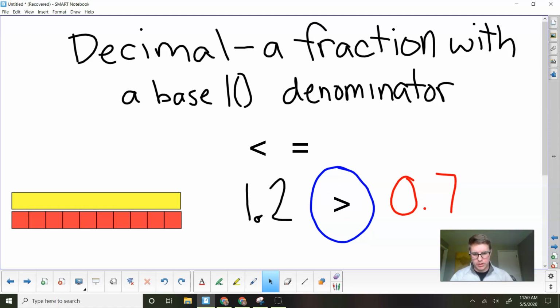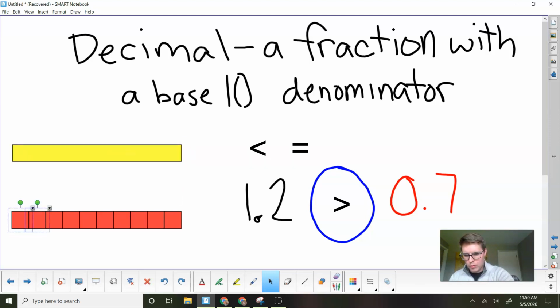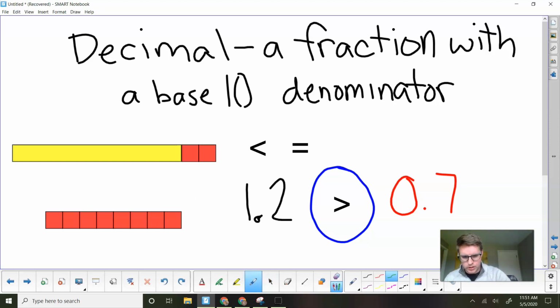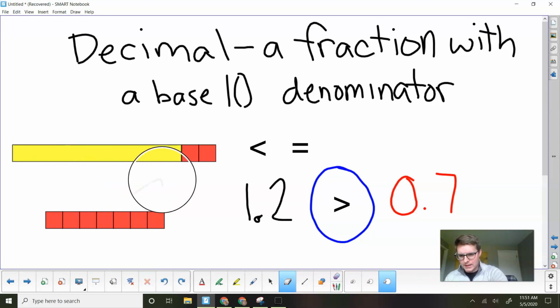Now I'm going to show a picture of 1.2. All right, here's 1 whole, and I'm going to steal 0.2. So this is 1.2. I'm going to add it right onto the end. That's 1.2. Now I need to make 0.7. So let's count each of my tenths. Okay, I've got 1/10, 2/10, 3/10, 4/10, 5/10, 6/10, and 7/10. So I have one extra. I need to delete that. All right, so now you can see I've got 7/10.